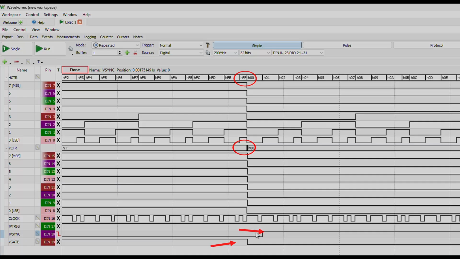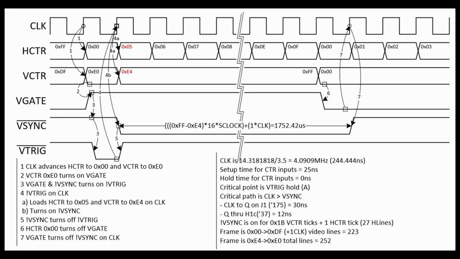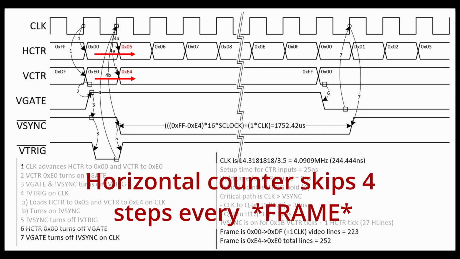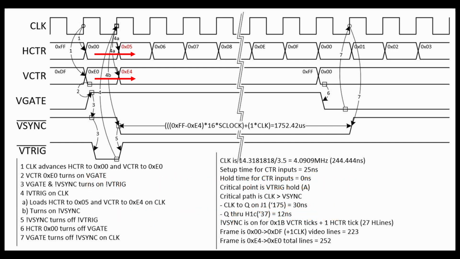Fun stuff. A quick note here, we discussed the vertical counter skipping 4 lines every frame, but we also see that the horizontal counter also skips 4 steps every line. I know it went from 0 to 5, but it was supposed to step to 1, hence skipping 4 steps.